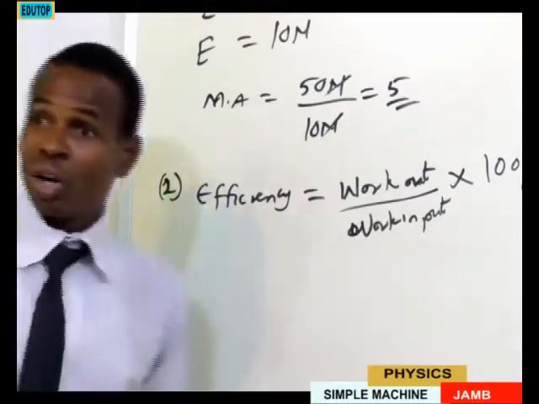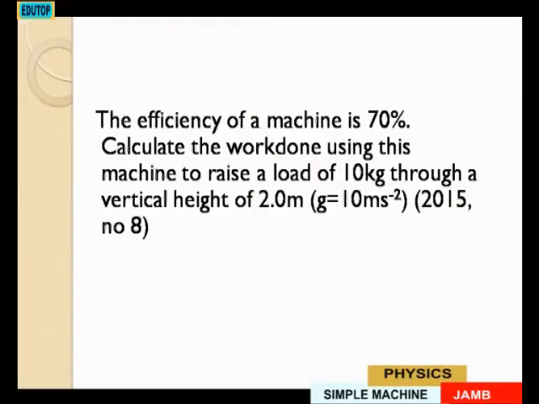Okay? The question now says the efficiency of a machine is 70%. We should calculate the work done using this machine. Work done using this machine, that is the work input by the person. The work done by the person is the work input. The work output is the work done by the machine itself. So let's see the simple approach to this question.